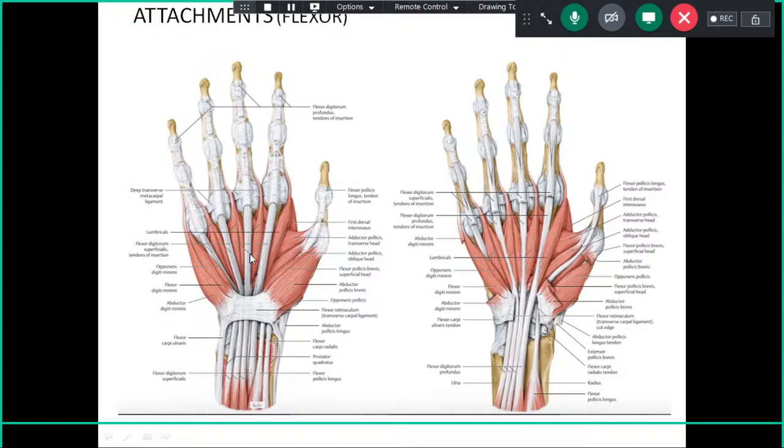This is the oblique head, the transverse head is a bit deeper. This is the oblique head of the adductor pollicis here. We have the abductor digiti minimi, flexor digiti minimi and opponens. Okay, and you can very well appreciate the lumbricals, the unipennate, and these are the bipennate.